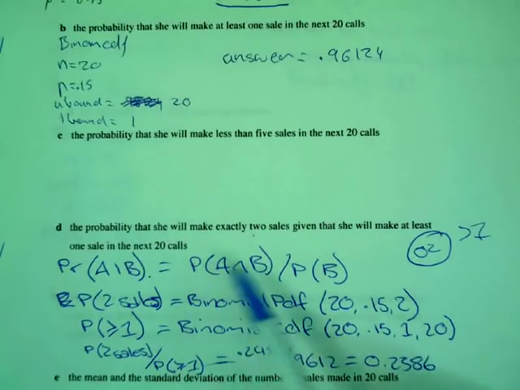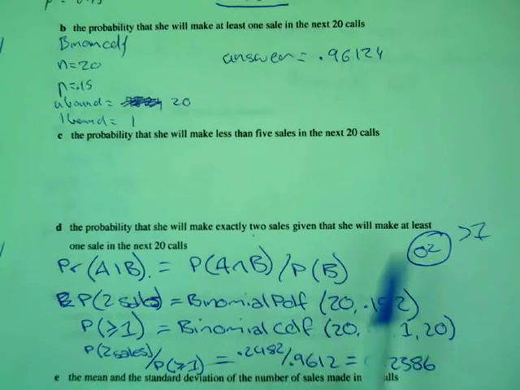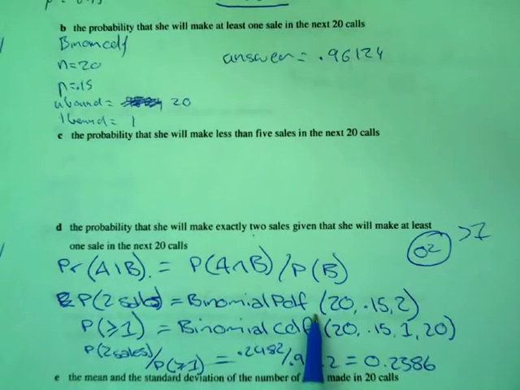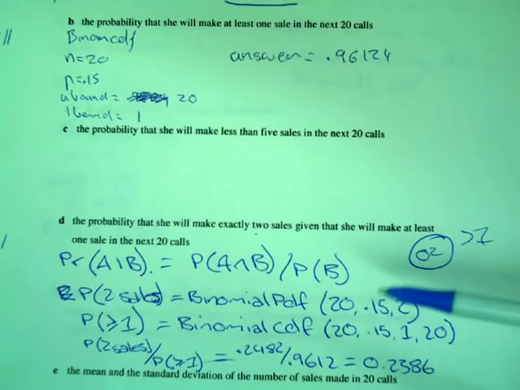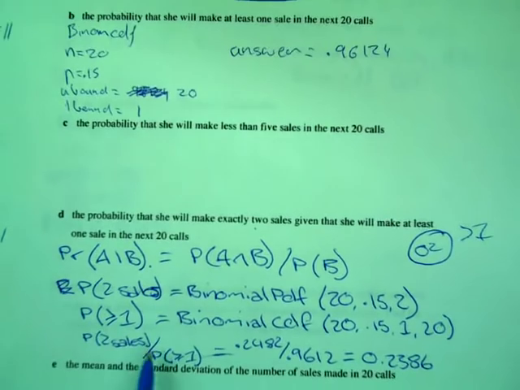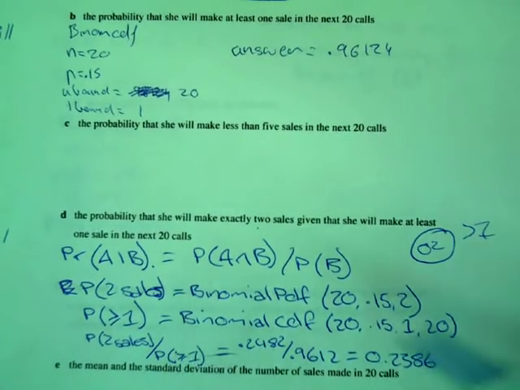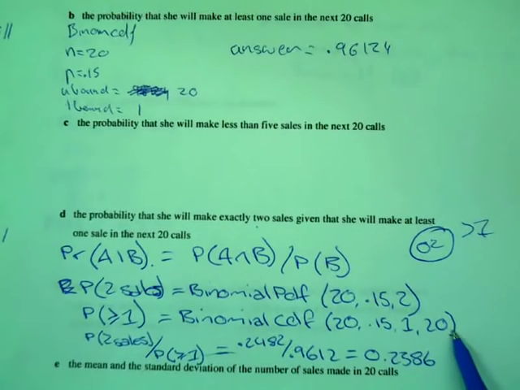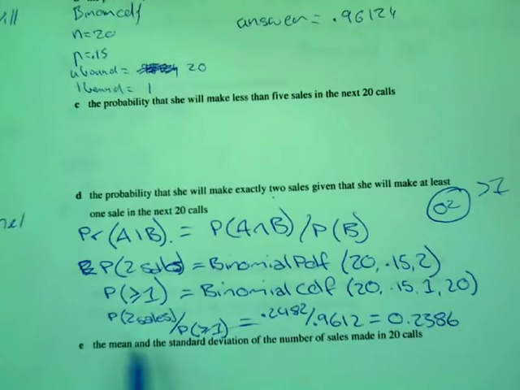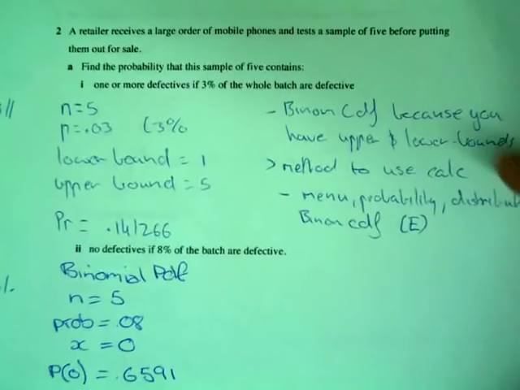So we know that the probability of A and B is equal to the probability of two sales. I found the probability of two sales by using binomial PDF, where n is 20, the probability is 0.15, and x is 2. And for at least one sale, I used binomial CDF, n of 20, probability of 0.15, lower bound of 1 and upper bound of 20. And then I divided the two and got 0.2386. Excellent.